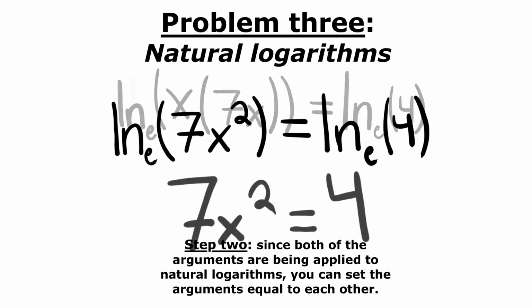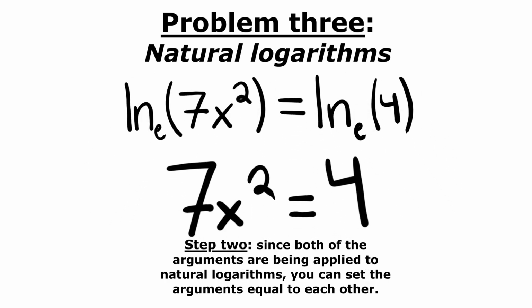And like we saw in the first problem, because both of the arguments are being applied to natural logarithms, you can set the arguments equal to each other and solve like a normal equation where you're finding x. I didn't illuminate anything in this problem, just in case it was distracting for you. I wanted you to have at least one where nothing was going on except for just black ink on paper.